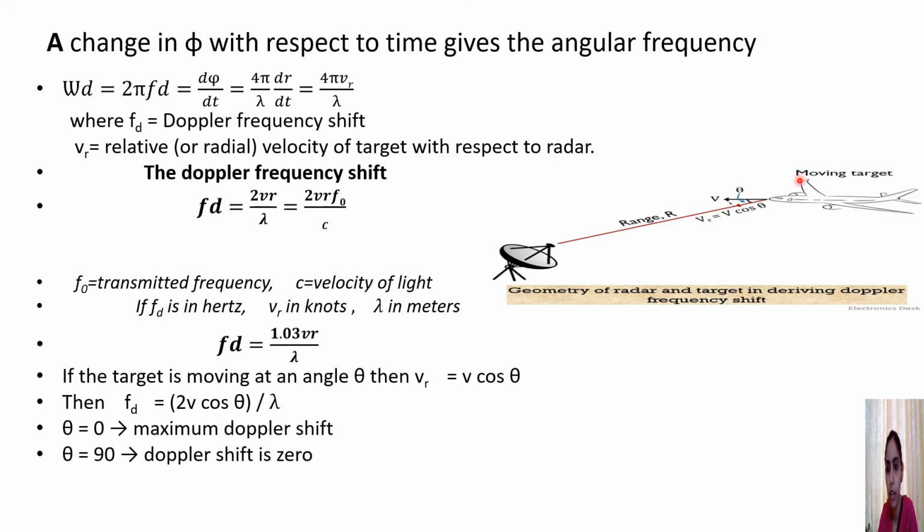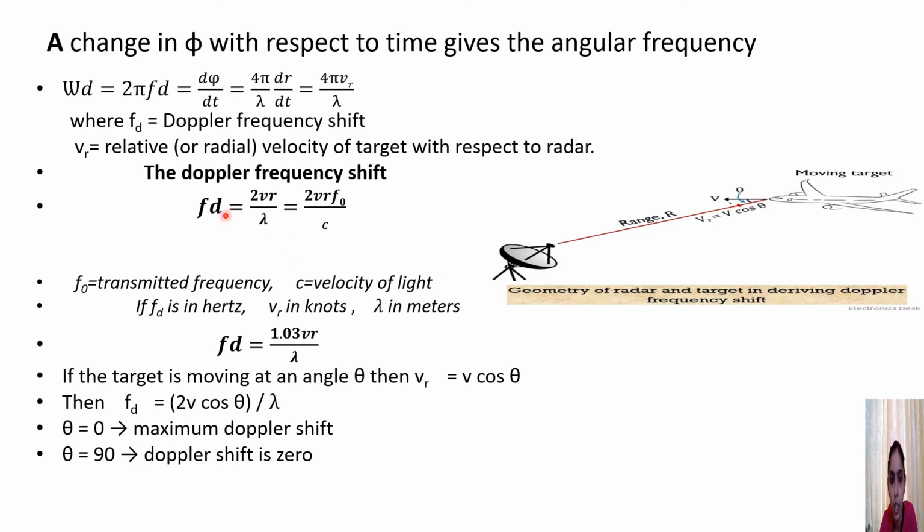In the figure you have a moving target and a radar at range capital R, and here we have also shown Vr, the radial velocity of the target with respect to the radar. How can you write the Doppler frequency shift fd from this equation? We have 2 pi fd equal to 4 pi Vr by lambda. So fd we can write as 2 Vr divided by lambda, or we can replace lambda by c by f, so 2 Vr f naught by c, where f naught is the transmitted frequency and c is the velocity of light.